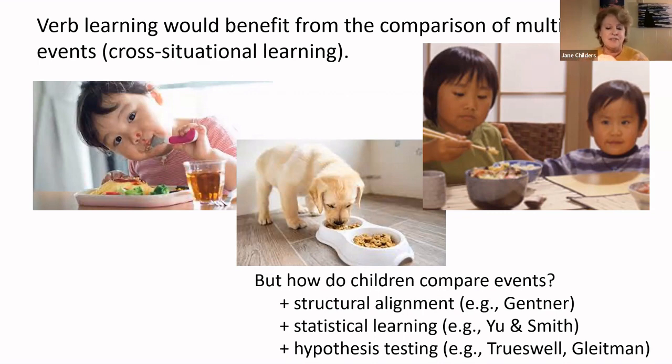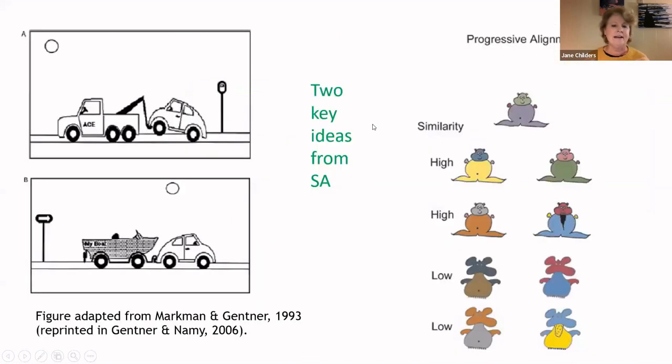The third one is hypothesis testing. In that view, when they hear eat for themselves eating, they may make a guess, and then they're going to test that in future instances when they hear the verb eat. So they propose and then test their hypothesis. It's an interesting theory. I haven't seen data with verb learning, and I'm not going to really focus on it, but I wanted you to know it was out there. So I'm going to really focus on structural alignment, but I'm going to bring up statistical learning when I can.